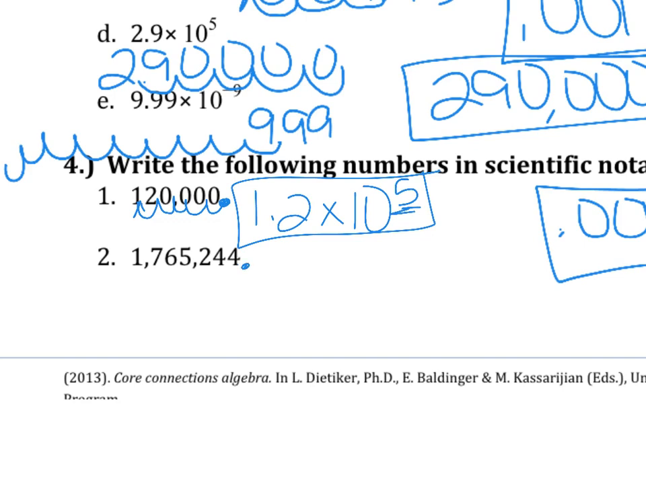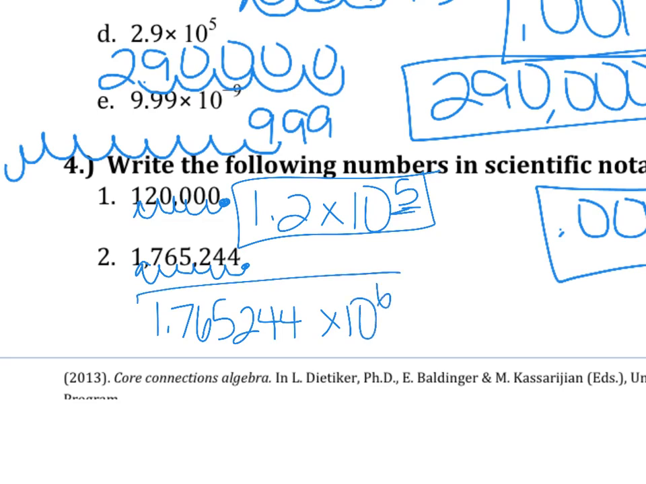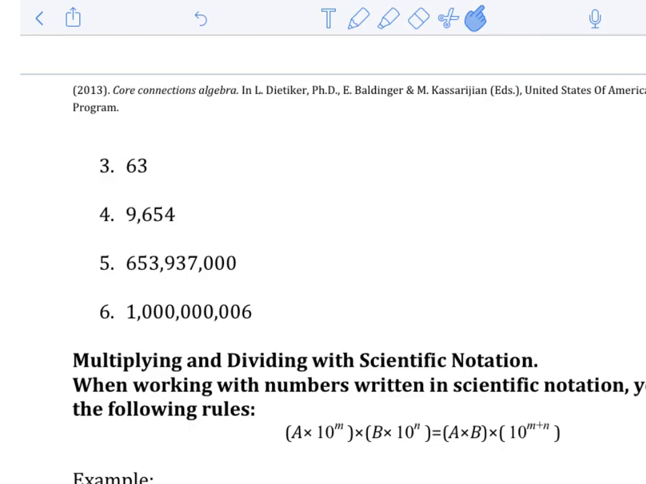Number 2, again, identify that decimal point. 1, 2, 3, 4, 5, 6 spots. So 1.765244 times 10 to the 6th power. For the last couple problems, we're going to keep doing the same thing. We have 63, so I'm going to put my point at the end of the number. We're going to go 1 spot. So 6.3 times 10 to the 1st power.